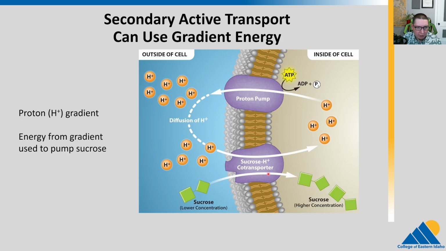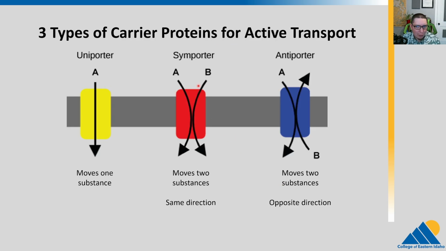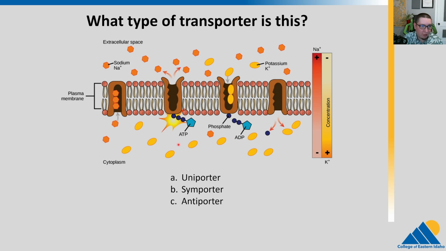Okay, here we have an example, right? Hydrogen ions flow through and pull sucrose along in the same direction, so that would be a Symporter here. Let's take a look at another example here. So what type of transporter is this?